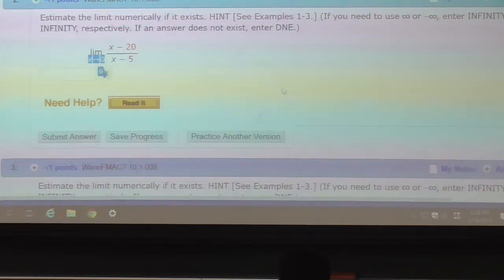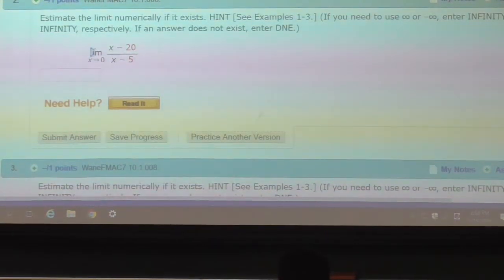X approaches 0, good. Okay, now the whole thing, how do you read it? You read this first, so you say the limit, and then you say of, and then you say this part, right? So you have to read that, x minus 20 over x minus 5, and then as x goes to 0, or x approaches 0. Okay, that's how you have to read this. Okay, now we know how to read it.